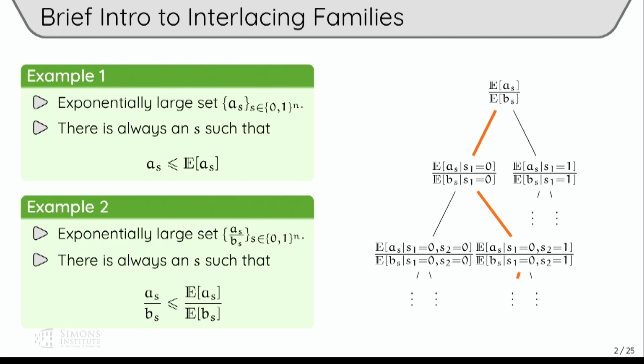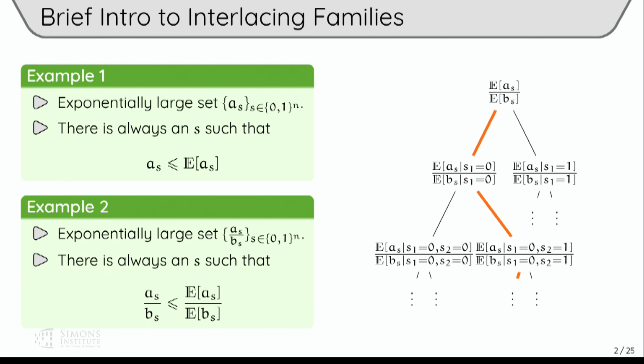You can form a tree, basically. In each step, you're partitioning your collection into two sets, and then computing the expectation of the numerators divided by the expectation of the denominators, and there always exists a branch in the tree where this expectation is getting lower, right? So if you start from the top, you can always traverse down, and then in the leaves, you'll find the promised thing that's bounded by the expectation.